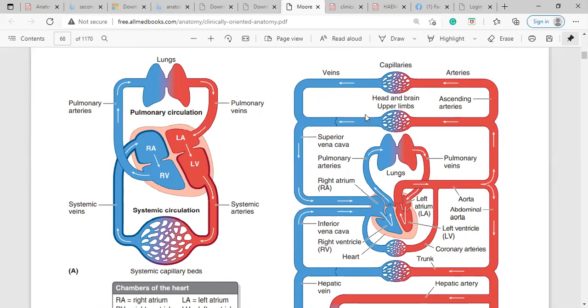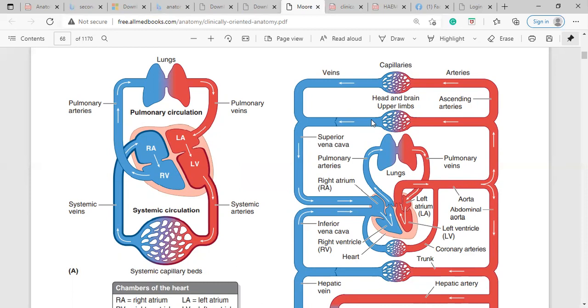And then from the upper limb, we'll have some veins that we'll call the subclavian veins. From the upper limb, the shoulder and the upper limbs, the blood coming from there. Subclavian veins.